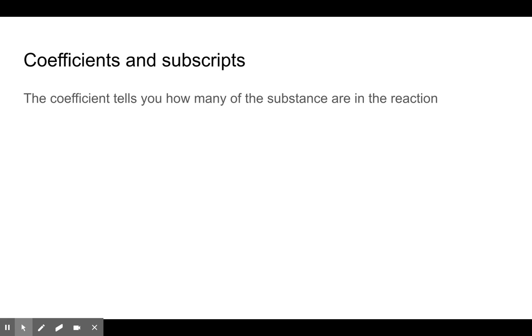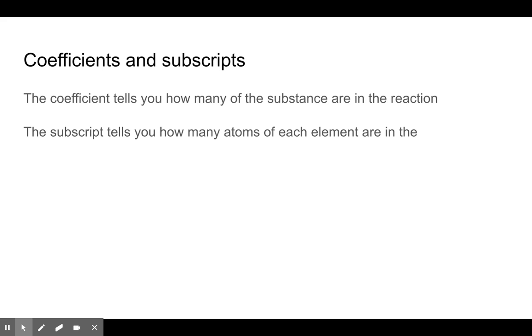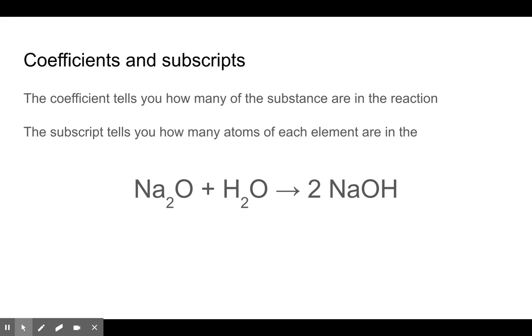So this brings us to the idea of interpreting coefficients and subscripts. A coefficient tells you how many of the substance, the molecule or formula of the substance, are in the reaction. Whereas a subscript tells you how many atoms of each element are in the substance. So back to our original equation.